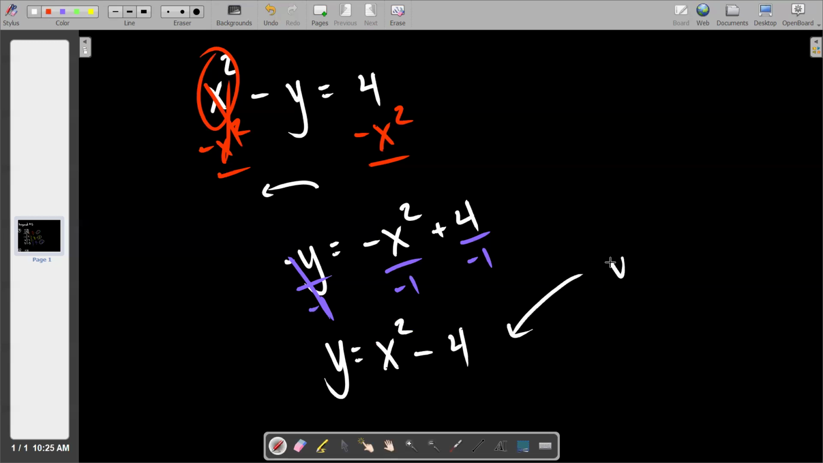Does this look like this? No. What makes us say no? The subtraction symbol? It's not the subtraction symbol. It's the squared.